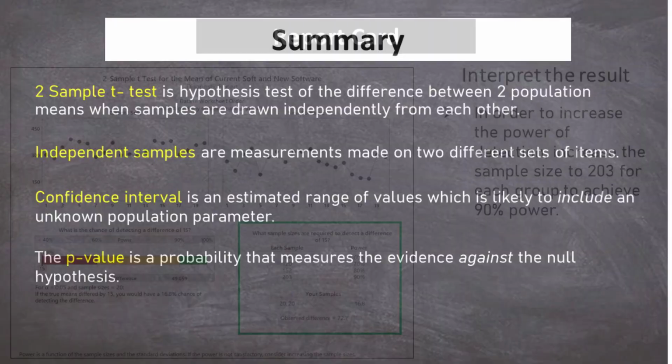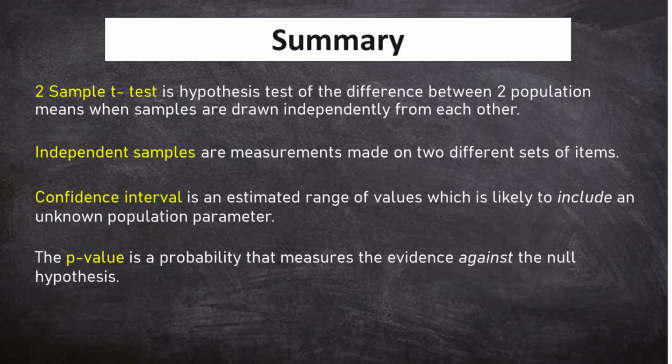2 Sample t-test is a hypothesis test of the difference between two population means when samples are drawn independently from each other. Independent samples are measurements made on two different sets of items. Confidence interval is an estimated range of values which is likely to include an unknown population parameter. The p-value is a probability that measures the evidence against the null hypothesis.